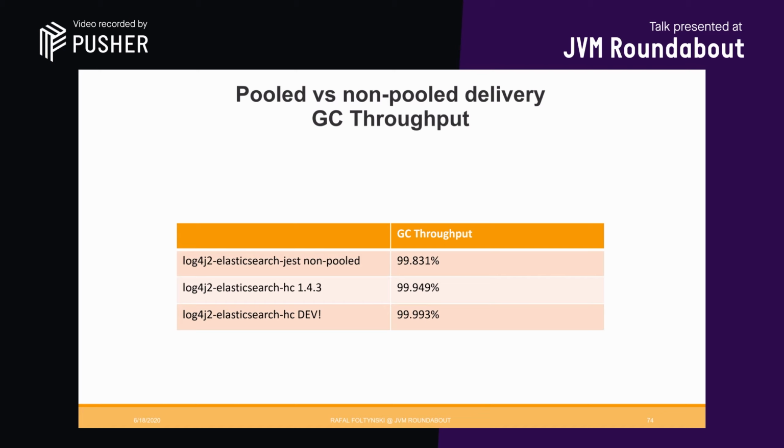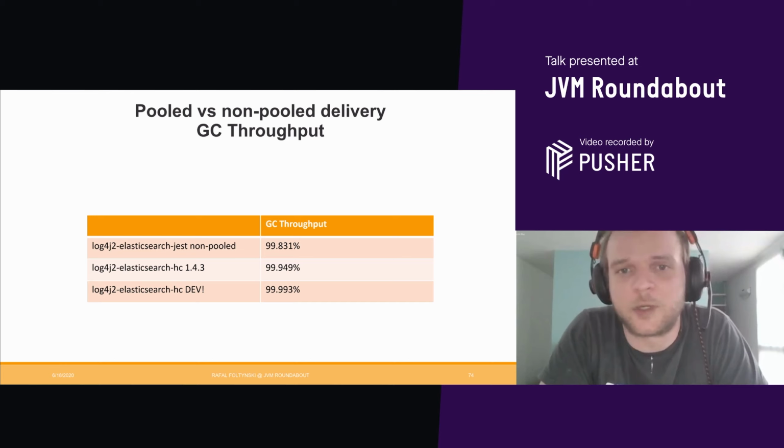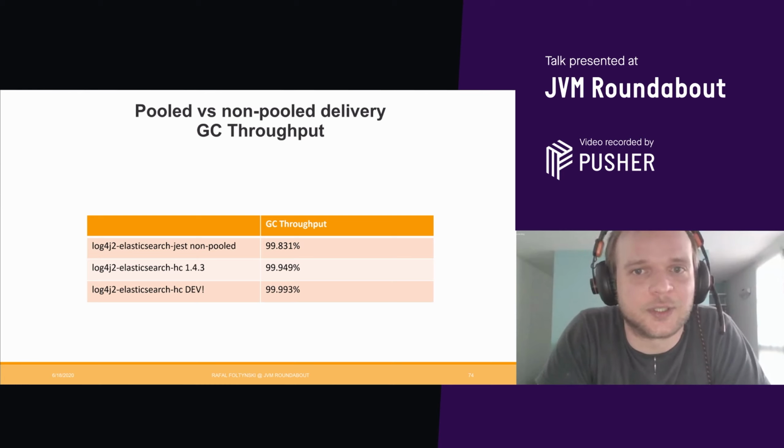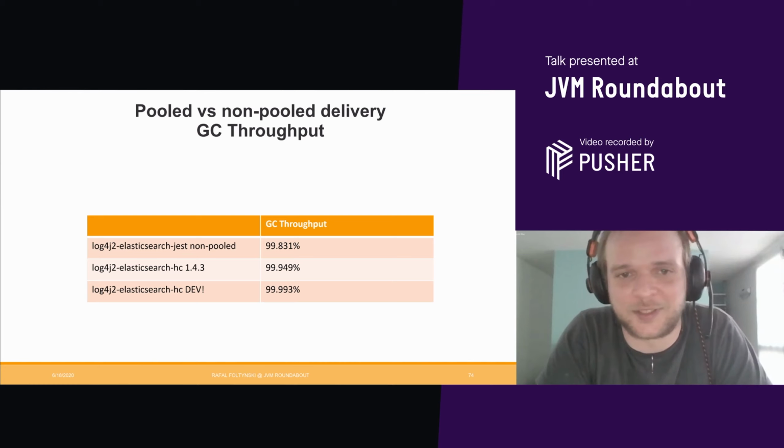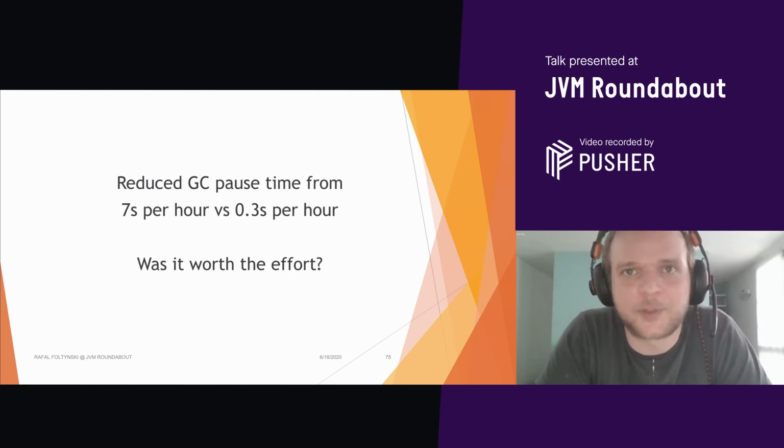Also, the GC throughputs got much better. The GC throughput indicates how much time is spent to do the actual business work. The higher the GC throughput, the more work your application is actually doing outside of GC, which means that Jest was spending a lot of time over there. The crazy HC dev version needed only seven thousandths of a percent to actually do the GC work. So I reduced the pause time from roughly 7 seconds per hour to 0.3 seconds per hour.